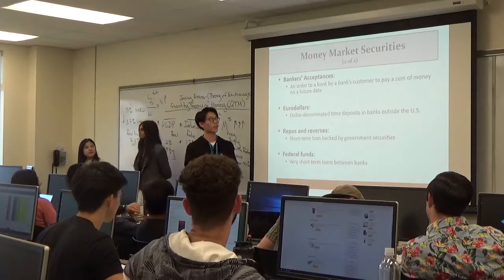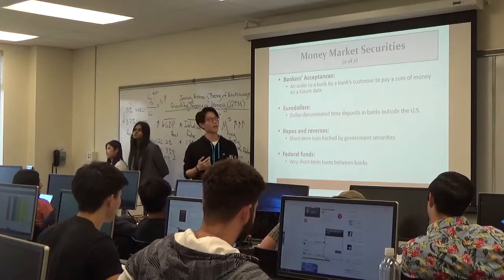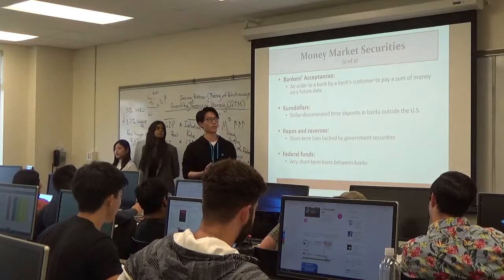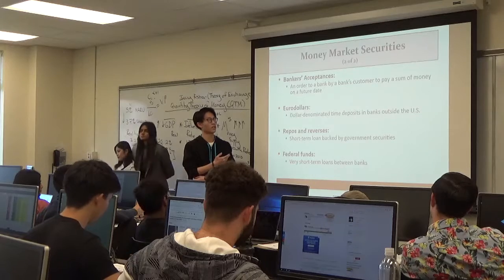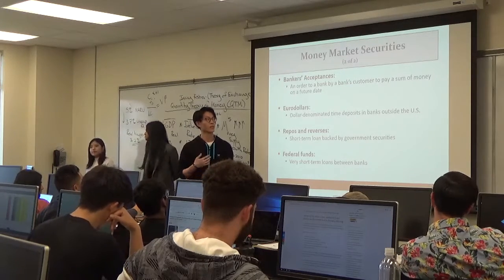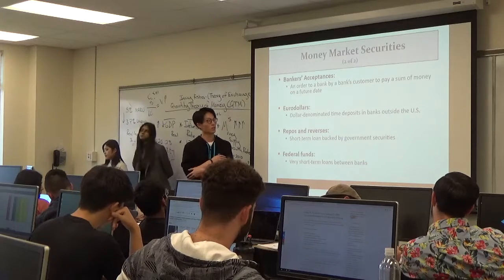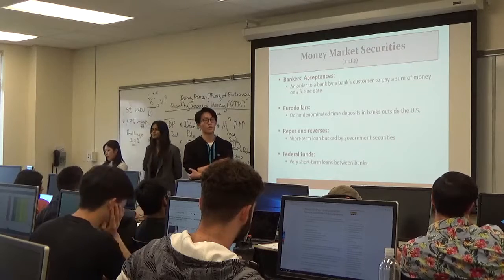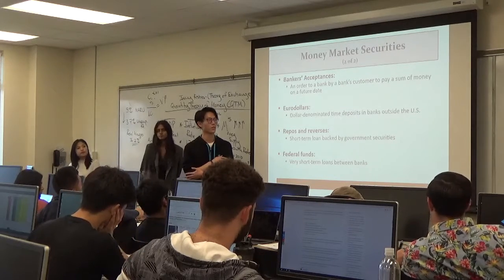Okay, so for the bankers' acceptances, I see it as a future option that is from a bank instead of from a company. But the definition is that it's an order to a bank by a bank's customer to pay a sum of money at a future date. And then we also got Eurodollars, basically pretty straightforward. It's dollar-denominated time deposits in banks outside the US.